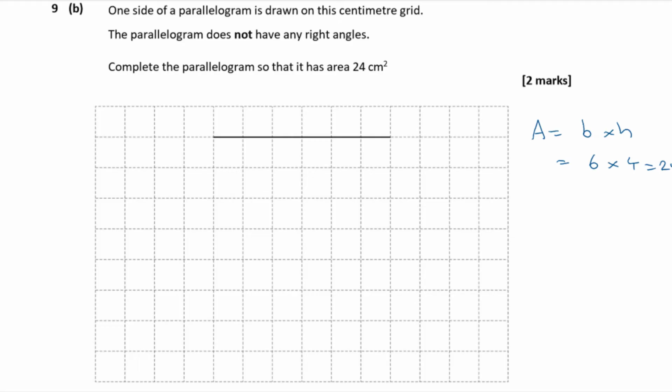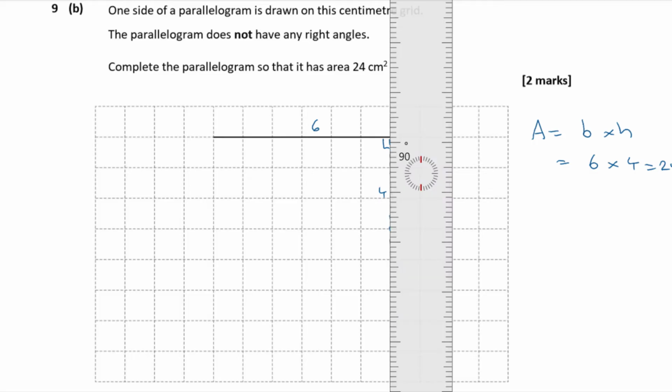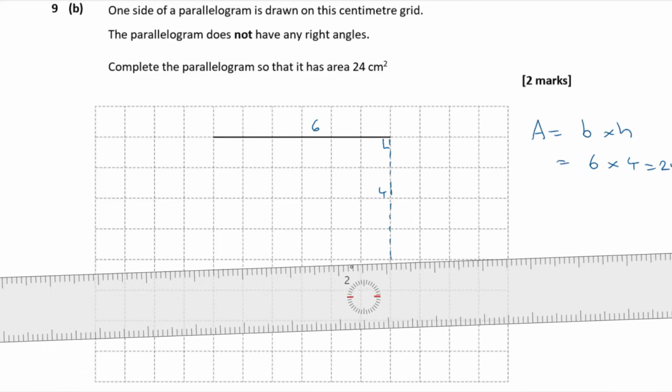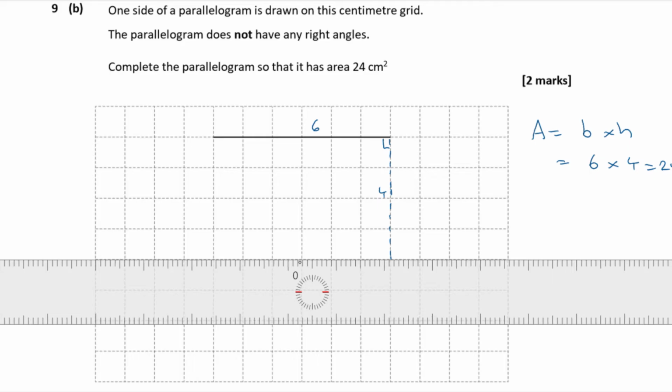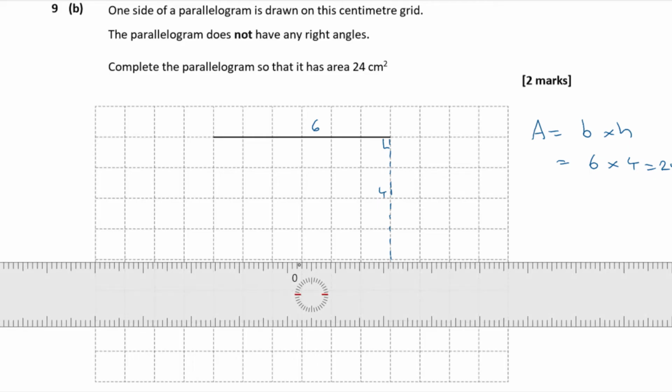So I must have 4 squares going this way, and my 6 squares going this way to make my parallelogram. As long as I draw my other line 4 centimeters away from the top one, it should have an area of 24. So I'm just going to draw a line somewhere along this line which is 6 squares long. The only place it can't start is the same as the one above, otherwise it would be a rectangle. So you have to kind of come in a little bit.